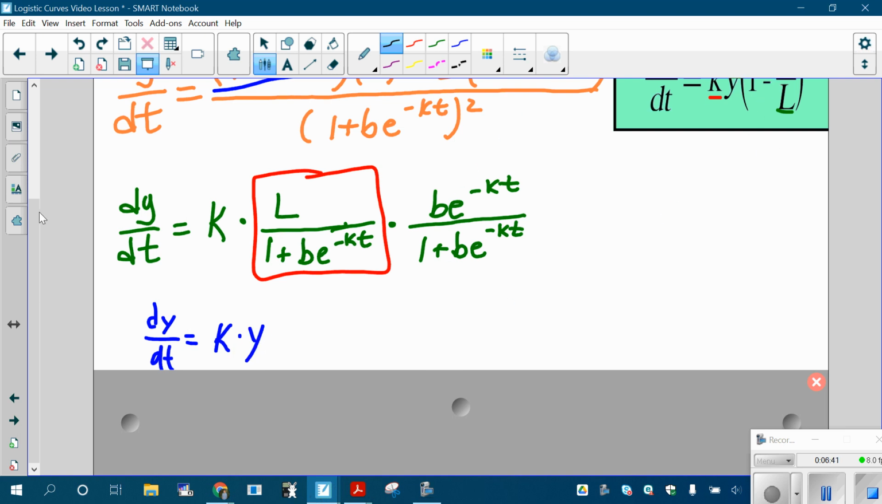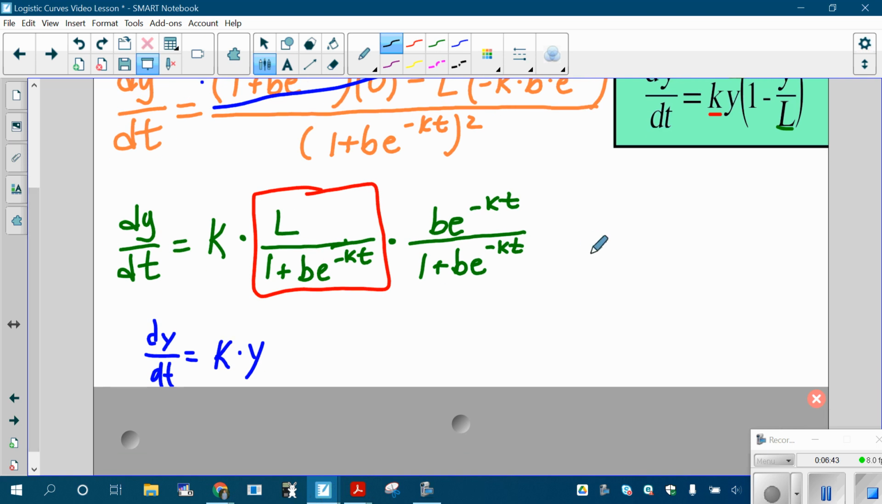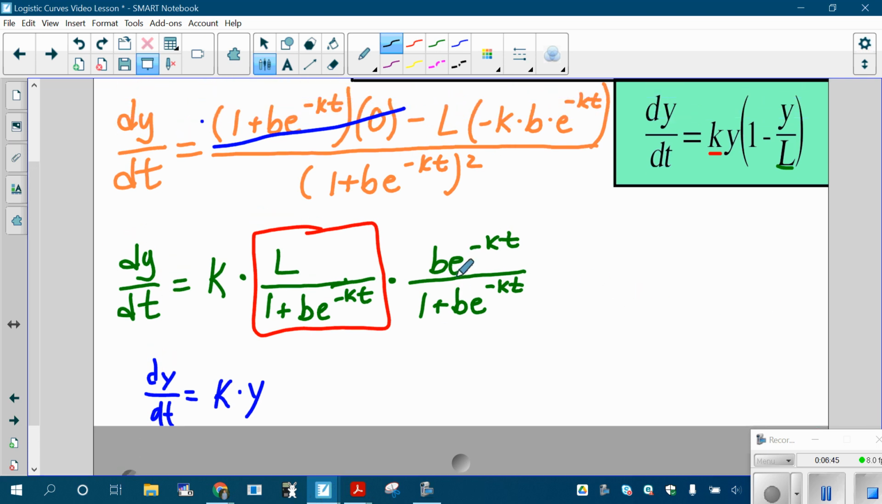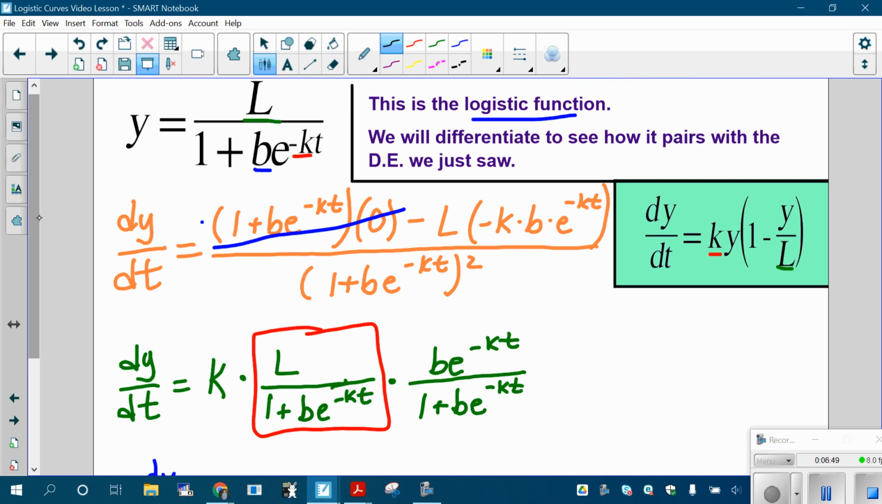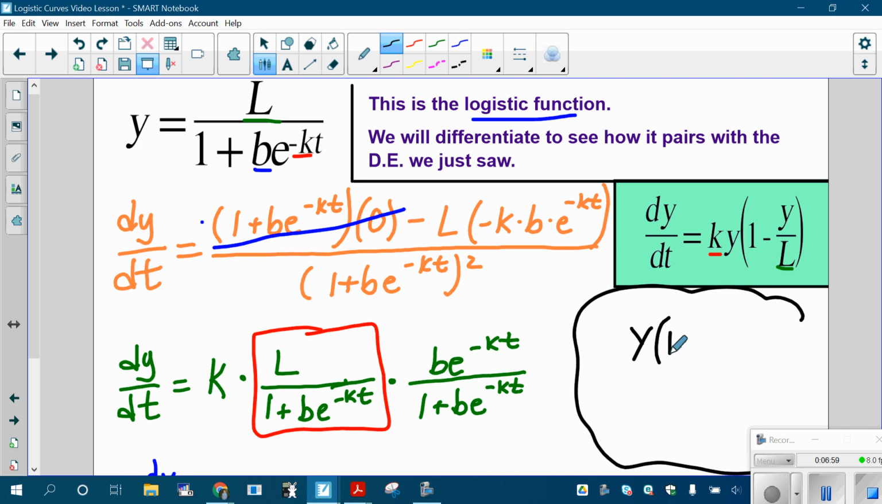Now for this part, I need to be a little bit careful here. I'm going to do some fancy math. Stick with me. Not fancy, just algebra. If y equals L divided by 1 plus be to the negative kt, then I'm going to put this in a little bubble. I can say y times that equals L. It's going to take a little rearranging.